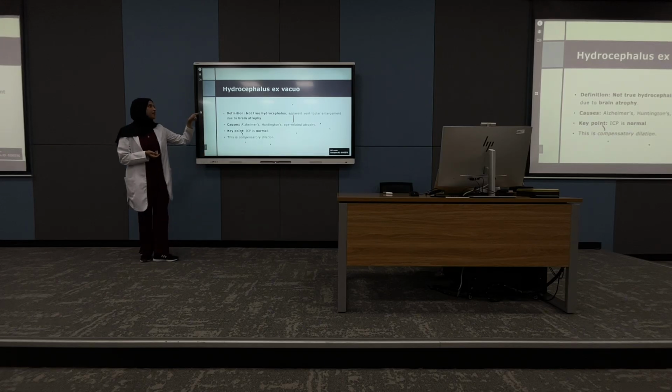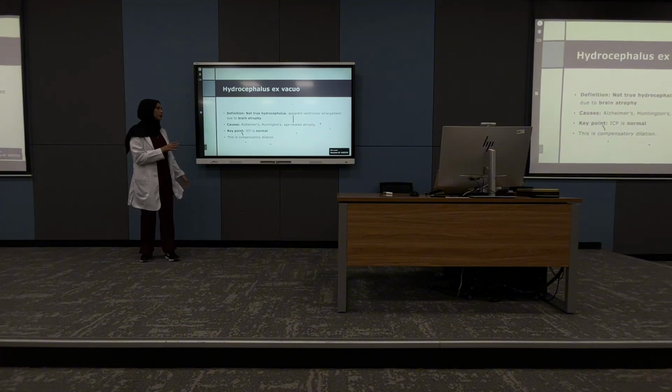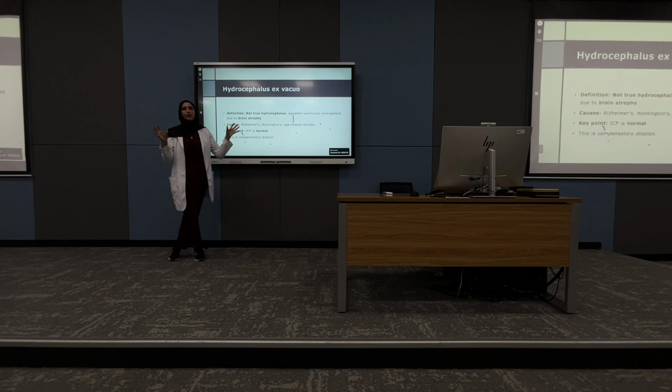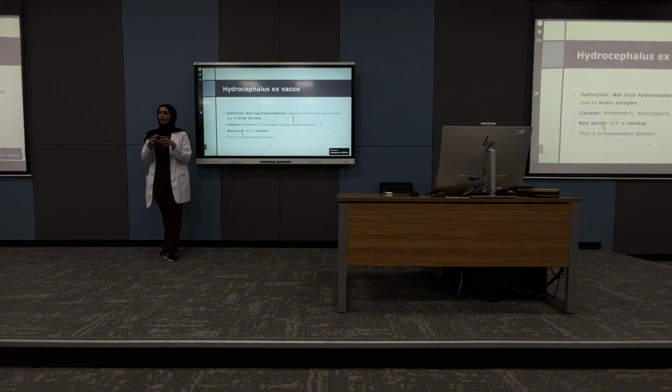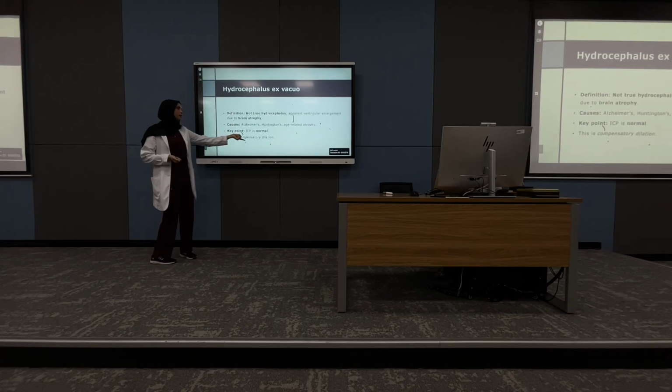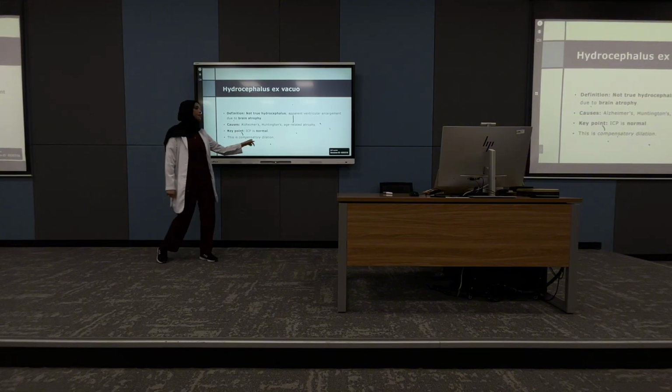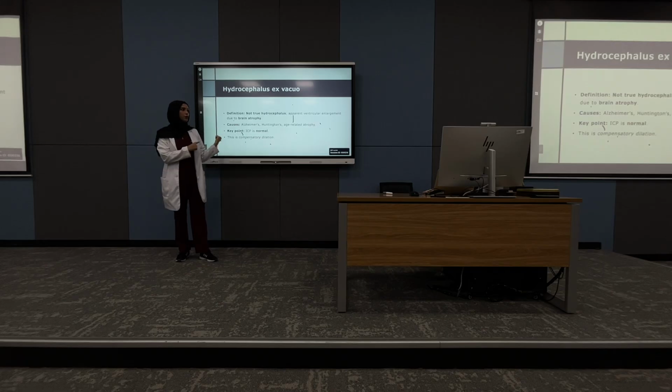Then we have hydrocephalus ex vacuo. This is what it's called. Basically, it's not really hydrocephalus. It looks like the ventricles are enlarged, but they're not. It's just because there's brain atrophy. When the brain atrophies, the ventricles will look larger, but it's basically that the brain has just shrunk. Causes: Alzheimer's, Huntington's, and age-related atrophy. ICP will also be normal, just like normal pressure hydrocephalus. It's just compensatory dilation because the brain got smaller. I'll show you an MRI now.